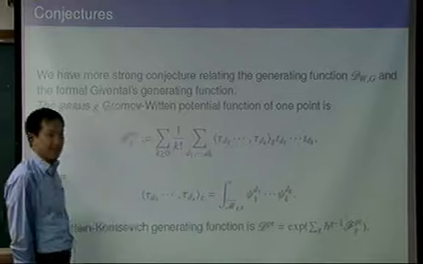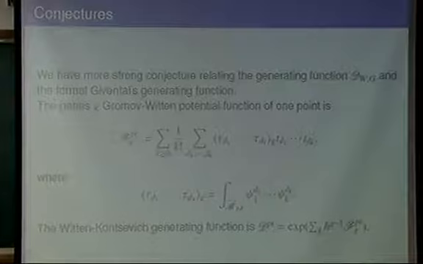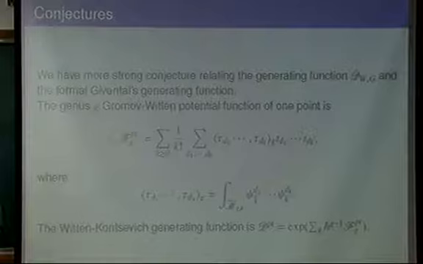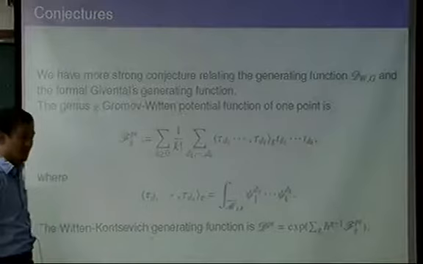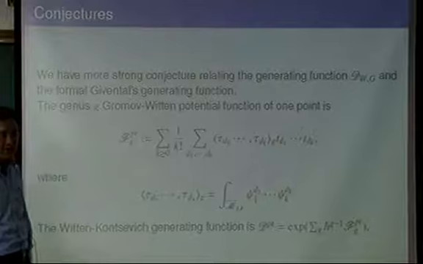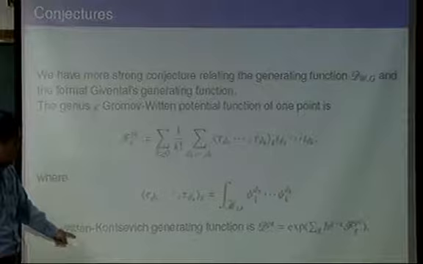Wait, so this is the previous construction, right? You constructed this potential function as a power series. Is this the same one or a different one? No, now I turn to the discussion of the former Gromov-Witten theory. Oh, this is Gromov-Witten theory? Yeah, this is Gromov-Witten theory. Okay. So here we discuss the former Gromov-Witten theory. This is the generating function for one point, and so we get the Witten conjecture generating function. We get this one.